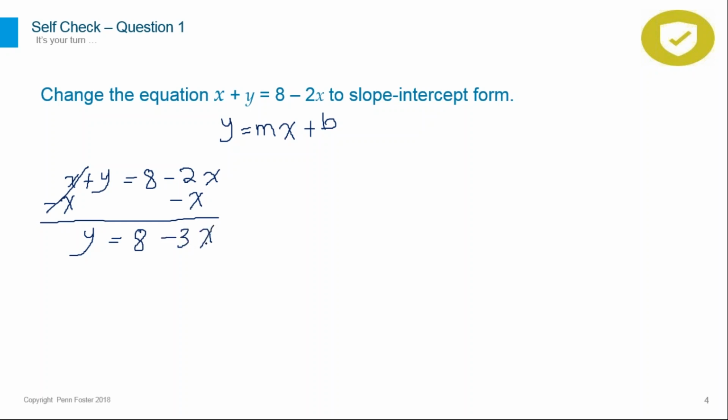We're close to our goal. We just have to rearrange the right-hand side. So we can rewrite that as y = -3x + 8. And this is the slope-intercept form of the given equation.